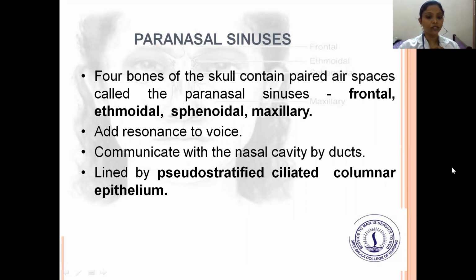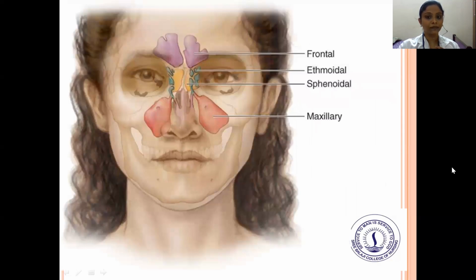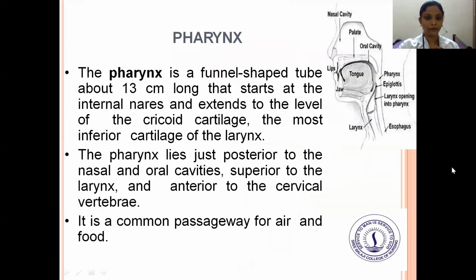This is the thing which has resonance to the voice, which communicates with the nasal cavity by the ducts, and this is lined by the pseudostratified ciliated columnar epithelium. So this is the main function of this paranasal sinus. You can see the bones here, that is the frontal bone, ethmoidal bone, sphenoidal bone, and the maxillary bone.